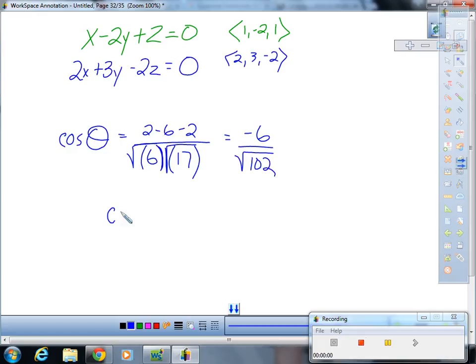Okay, so cosine of theta is equal to 0.59409. Take the cosine inverse of both sides, and you get theta is about 53.6 degrees. Stay tuned for more.